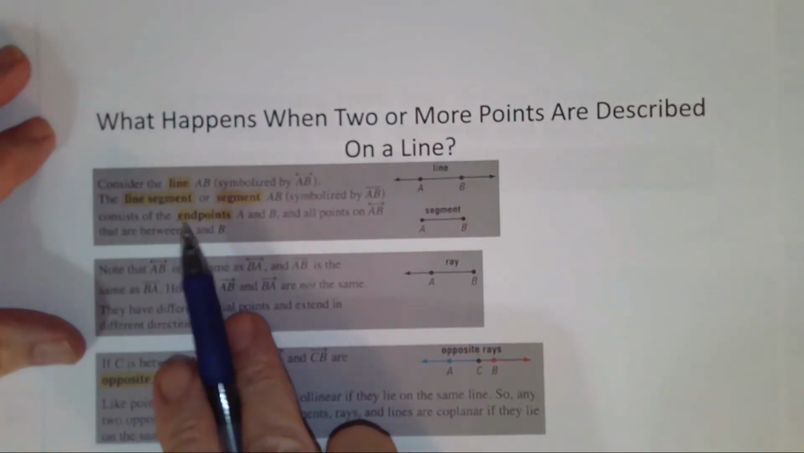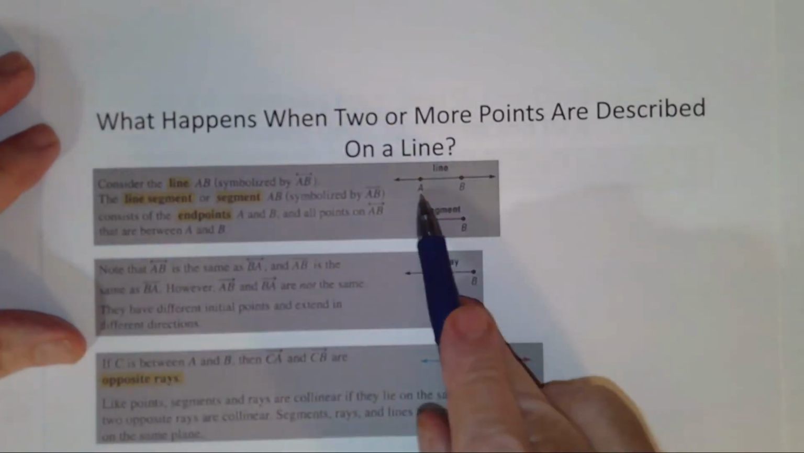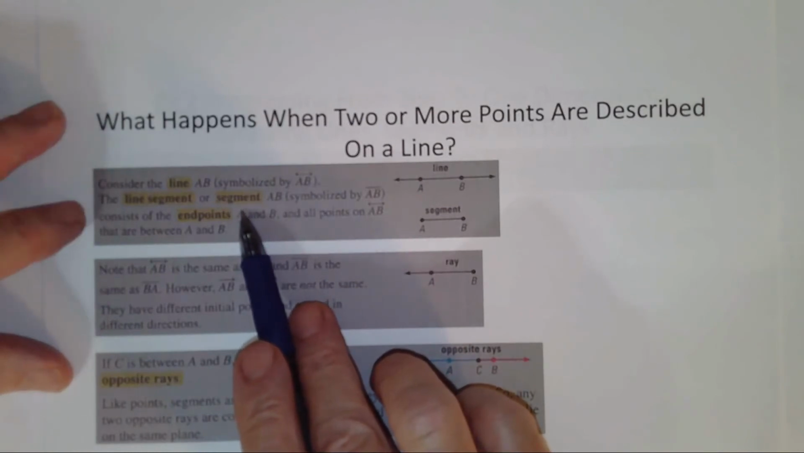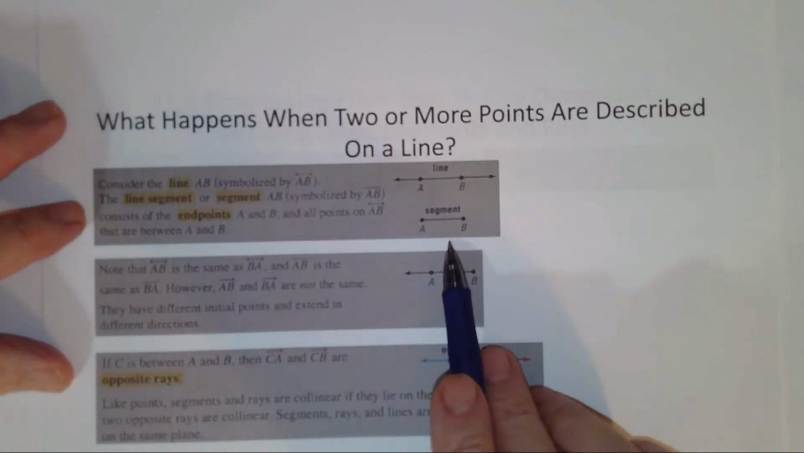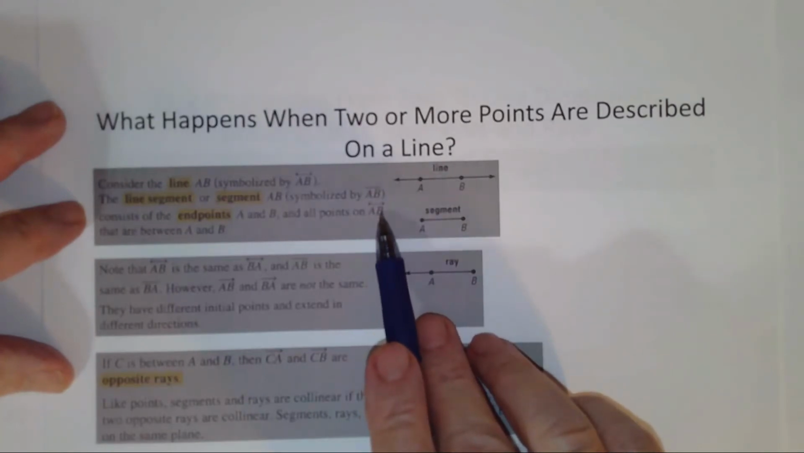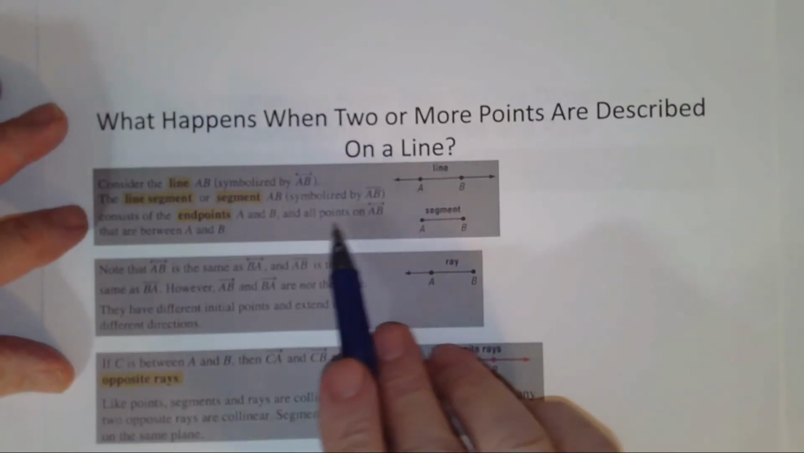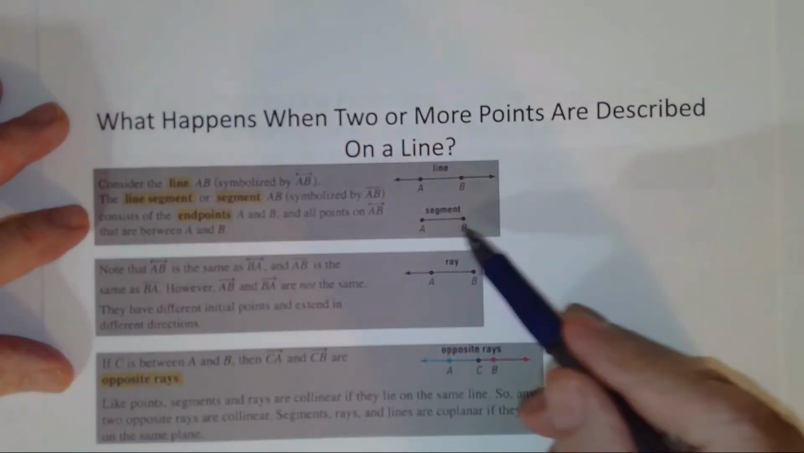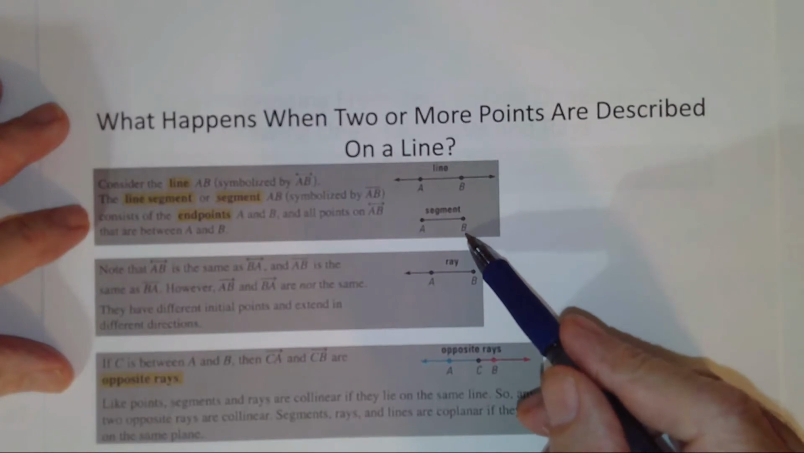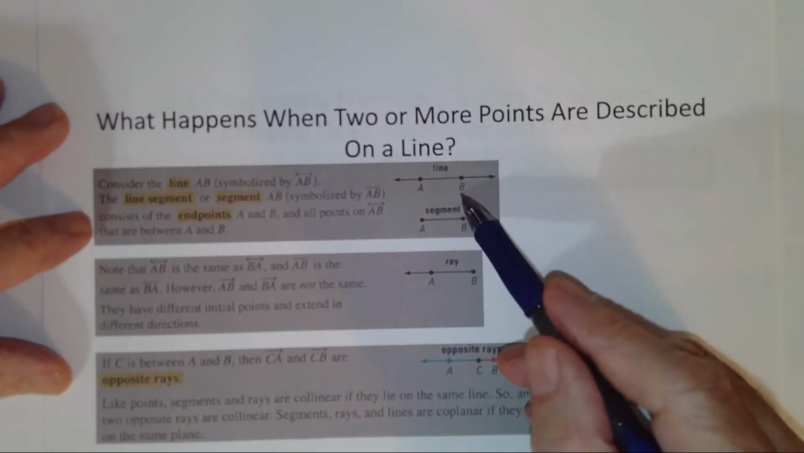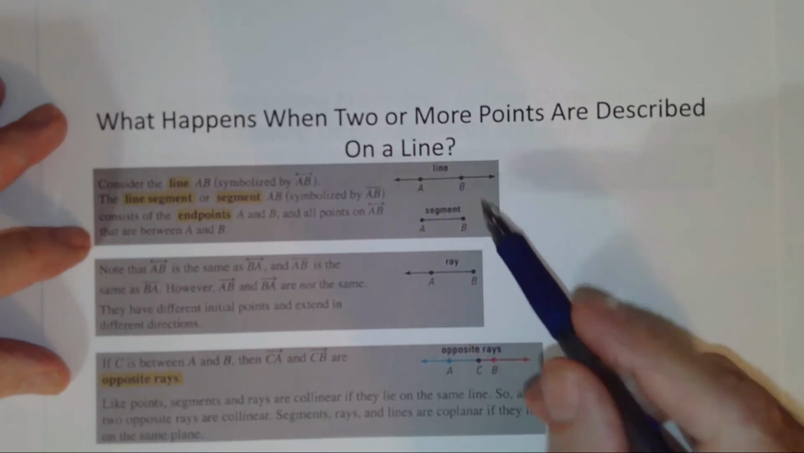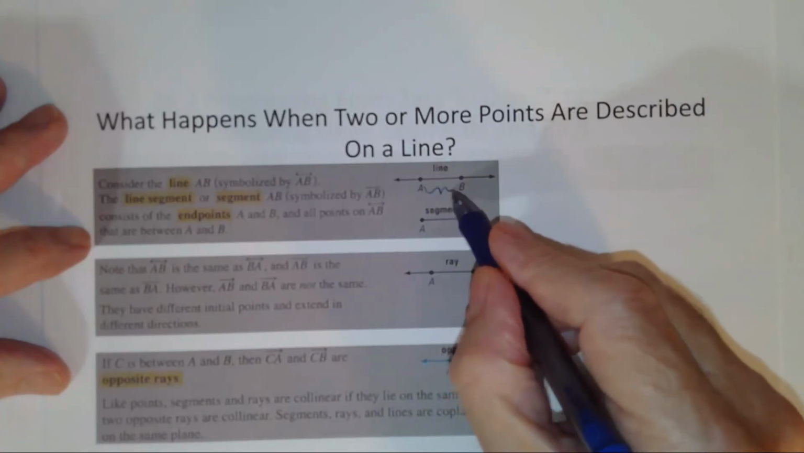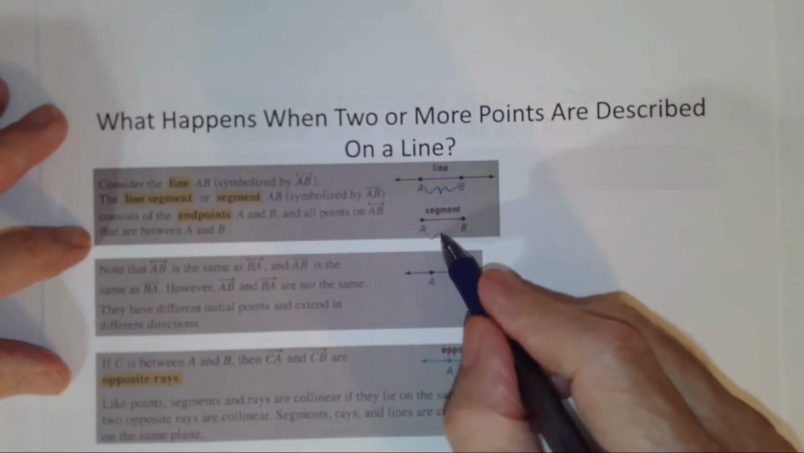So, here, consider line AB. So this is line AB. And the line segment, or segment AB, that's this one down here. And they give you the symbology for it, the notation for it. And notice that segment AB consists of the endpoints A and B, and all points on line AB that are between A and B. So these points right through here are the same as these points right through here. Okay?